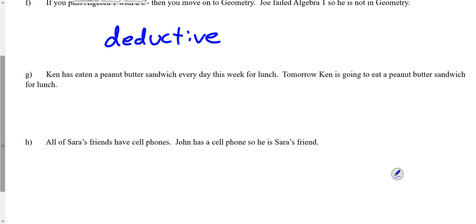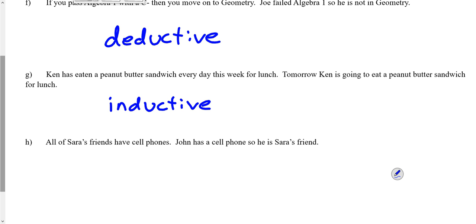All right, so we see that Ken has eaten a peanut butter sandwich every day for a week. The pattern is, it looks like he likes to eat peanut butter sandwiches for lunch a lot. So a good inductive reasoning, good conjecture to make with that, is that he's going to eat a peanut butter sandwich again. But that's not a guarantee. Maybe he decides, I've had too many peanut butter sandwiches, I want a ham sandwich. So this is inductive reasoning.